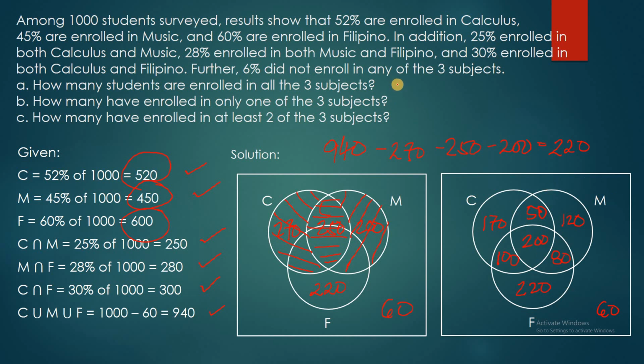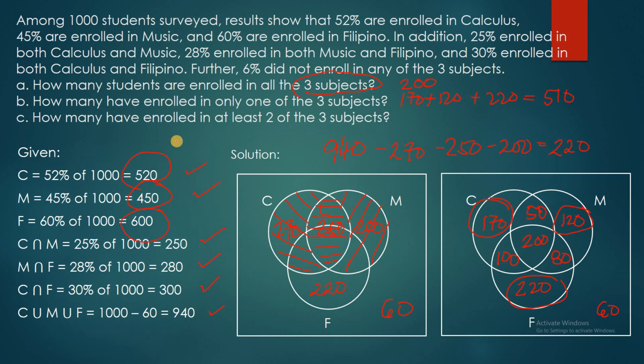I can now answer question letter A. How many students are enrolled in all three subjects? In all three subjects, this is now the intersection of set C, M, and F. So that is 200. For letter B, how many have enrolled in only one of the three subjects? There are only 170 who enrolled in calculus, 120 who enrolled in music, and then we have 220 who enrolled in Filipino. So if you add these 3, that is 170 plus 120 plus 220. It should give you 510.